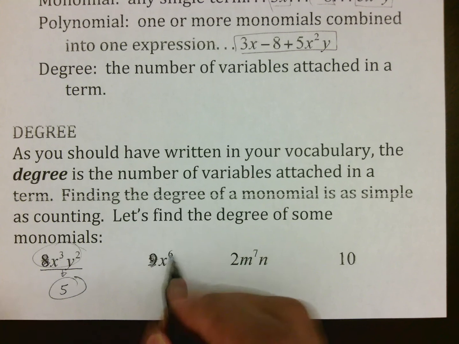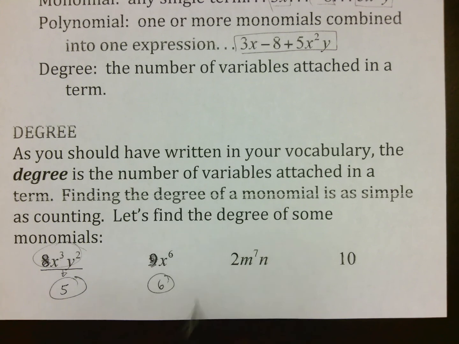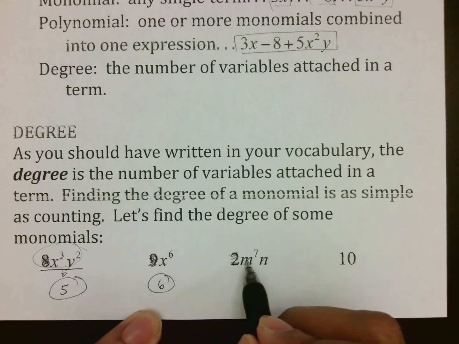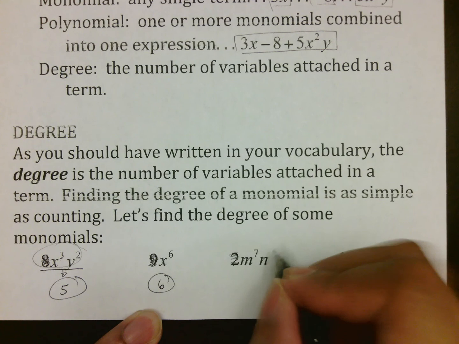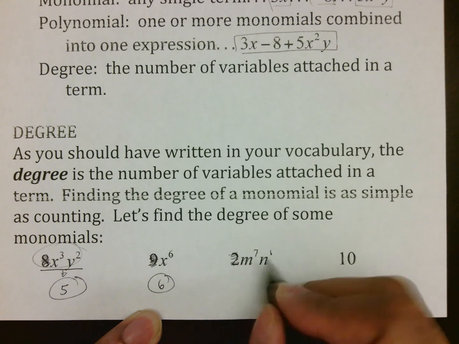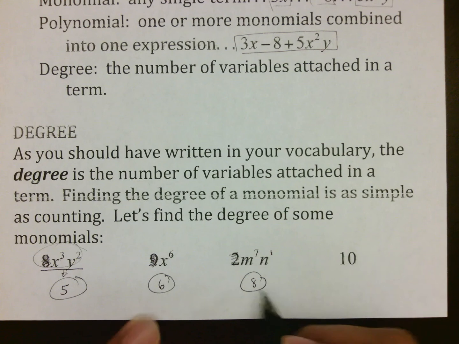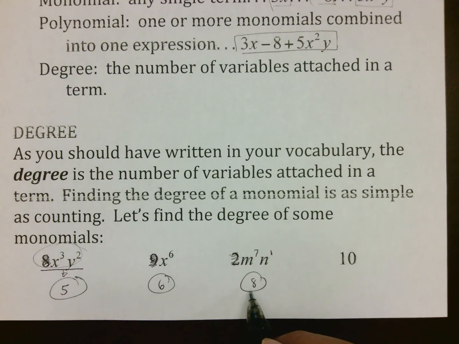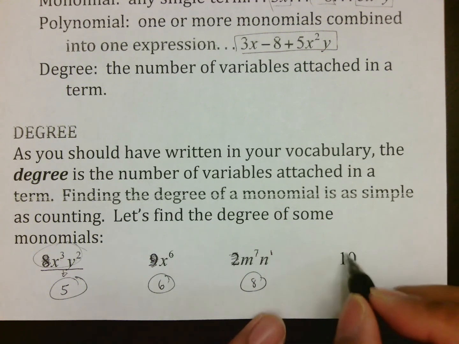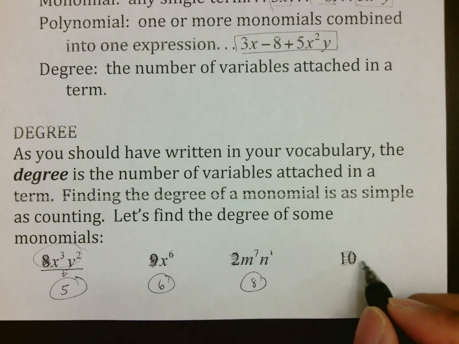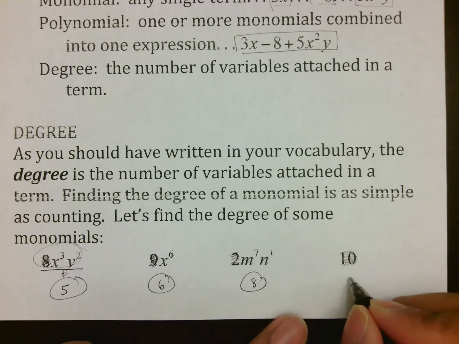It says x to the 6, which means that there are 6 x's attached in that term, which makes the degree 6. Here, again, ignore the coefficient. It has nothing to do with anything. Here we have 7 m's, and don't forget when there's no number, it represents 1 n, which means that there are 8 variables attached. There are 7 of these, 1 of those, making the degree of this term 8. And then once again, we ignore the number, but notice that there is nothing attached to it, which means the degree of this one is 0.